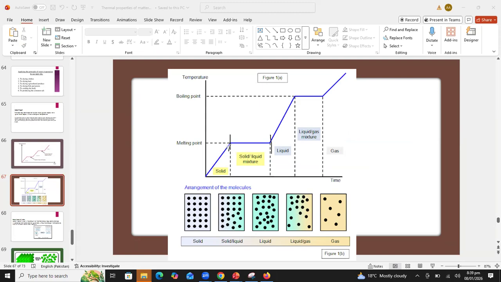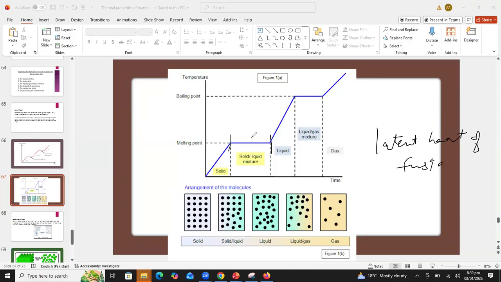Now you can see at this state, the solid is converting into the liquid. So heat energy is absorbed by the solid to convert itself into the liquid. This energy absorbed by the solid is called latent heat of fusion.